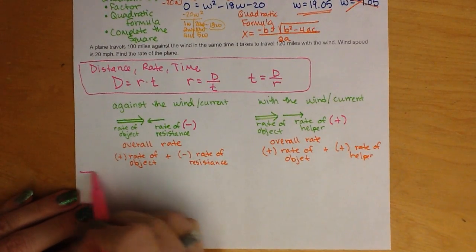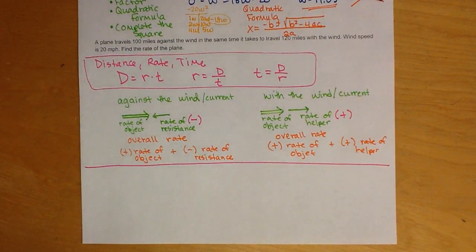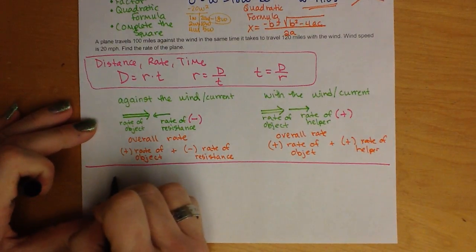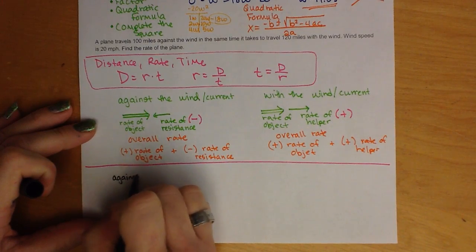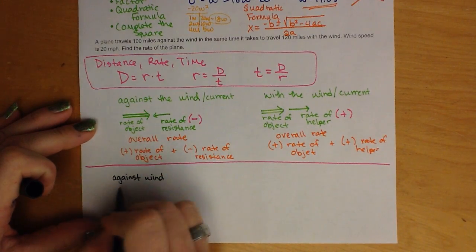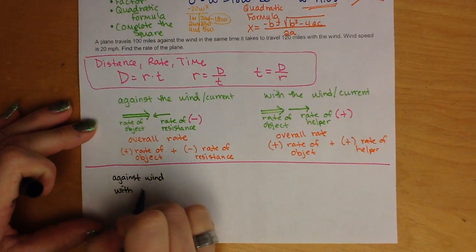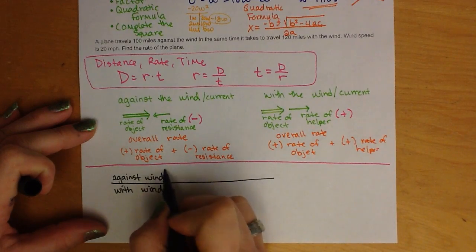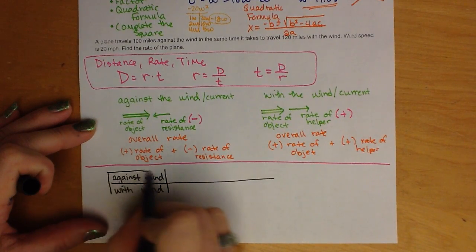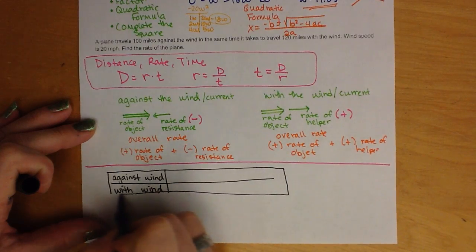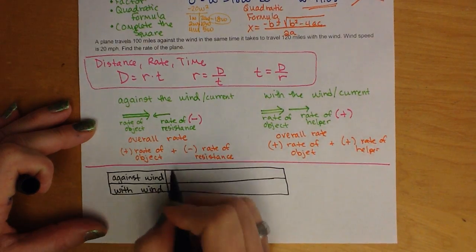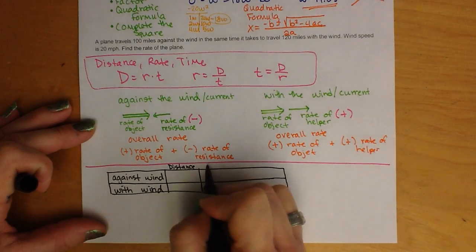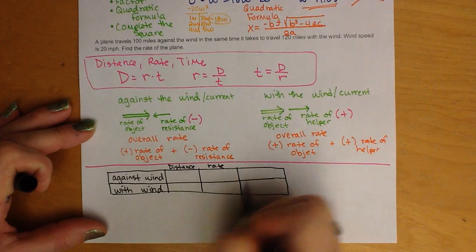Now let's do the actual problem. We have a plane that is going against the wind, and then it's also going with the wind. So I'm going to set up a little table that's going to have my two situations, against the wind and with the wind. And I'm going to have a column for distance, rate, and time.